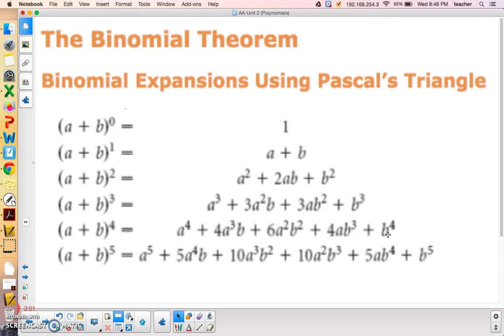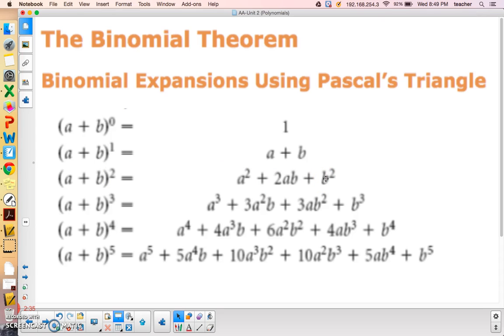The other thing to notice is that we have exactly one more term in the answer than the value of this exponent. Take a look. The exponent here, the power, is 0. One more than that is 1, and there's one term in my solution. One more than this power is 2, and there's 2 terms in my solution. One more than 2 is 3, and there's 3 terms in my solution.